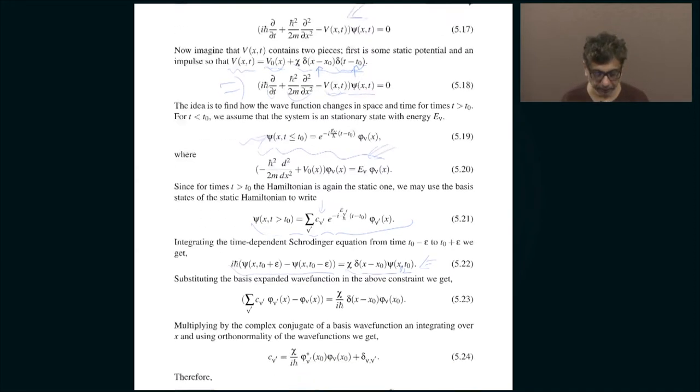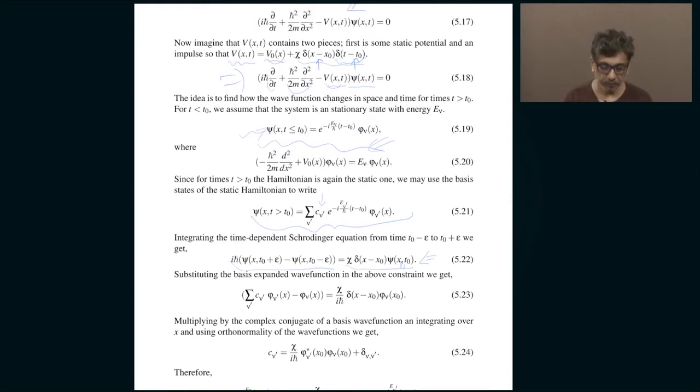So this is what that is. Now you can go ahead and use your ansatz, namely this ansatz, here. If you use it there, what this says is basically that before the impulse it was just this, and after the impulse it became this. So this is before, this is after. Before, the wave function was this; after, it is now this, because it's a combination of stationary states. It's not stationary anymore after the impulse.